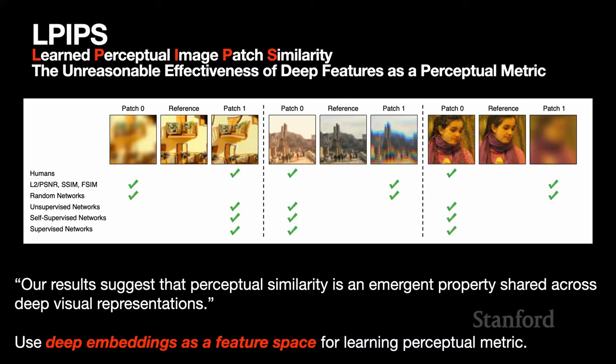So this is a quote from the paper which says, our results suggest that perceptual similarity is an emergent property shared across deep visual representations. Very fancy line, but if you understand machine learning, what this is saying is that your learned features themselves are somewhat representative of what humans would have looked at as features in these studies. And the way they go about doing it is they use these deep embeddings as a feature space and then define some distances over these embeddings, neural net embeddings, which are outputs of these neural nets, to determine a new distortion metric for humans. A new distortion metric for compressors.